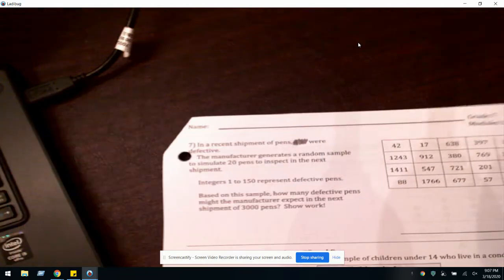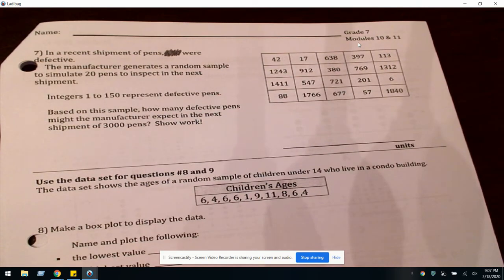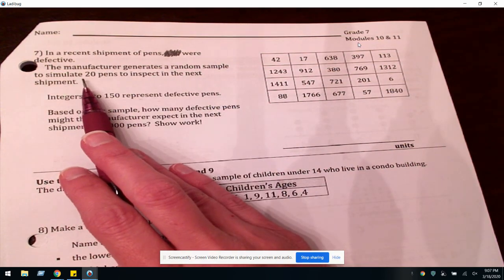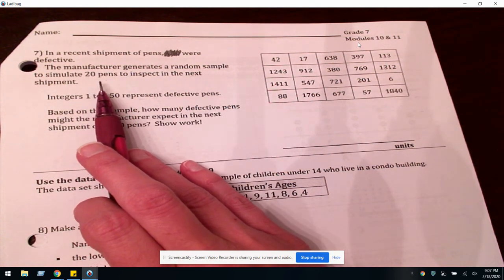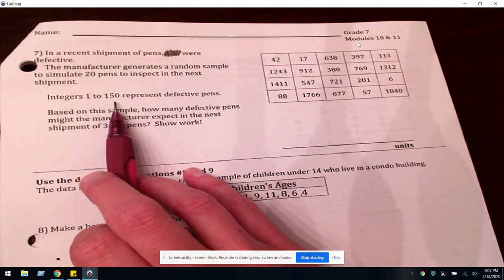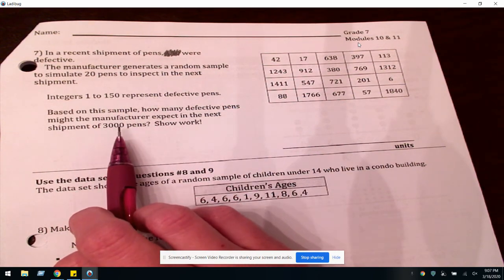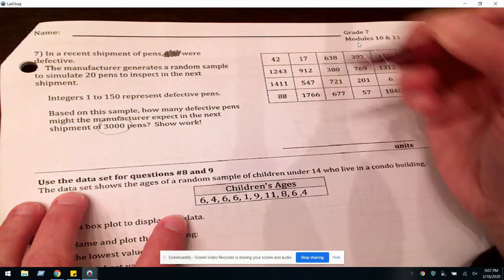Okay, so the first one is about generating a sample, and it's still the same as the ones we were doing yesterday with the proportion. It says, in a recent shipment of pens, some were defective. It actually said 150. I don't know why it said that. Ignore that. The manufacturer generates a random sample to simulate 20 pens to inspect in the different shipment. Integers 1 through 150 represent defective pens. Based on this sample, how many defective pens might the manufacturer expect in his next shipment of 3,000 pens?